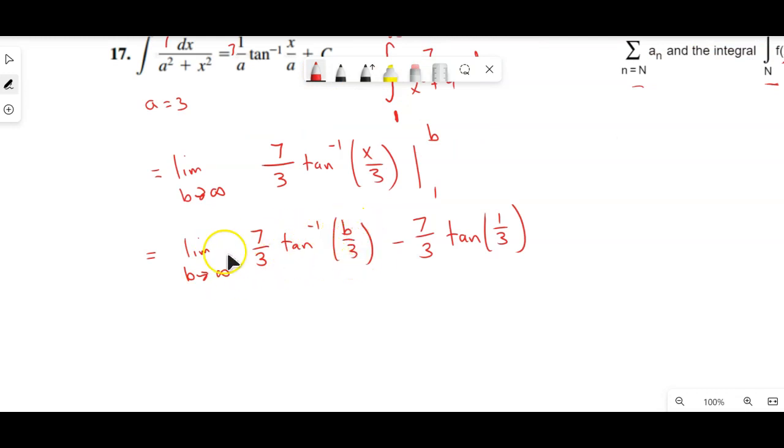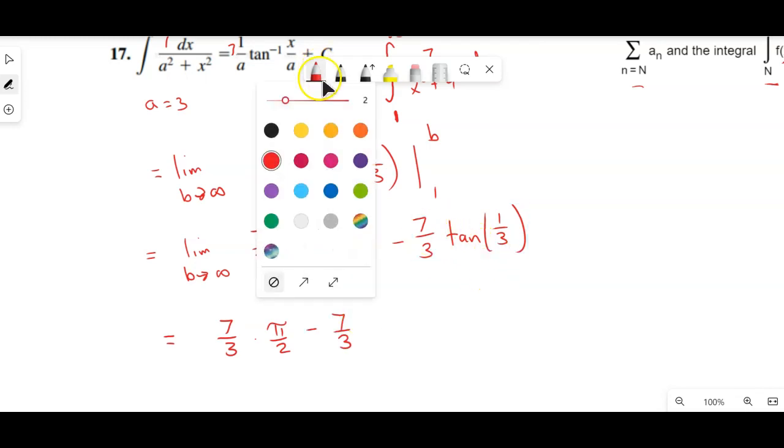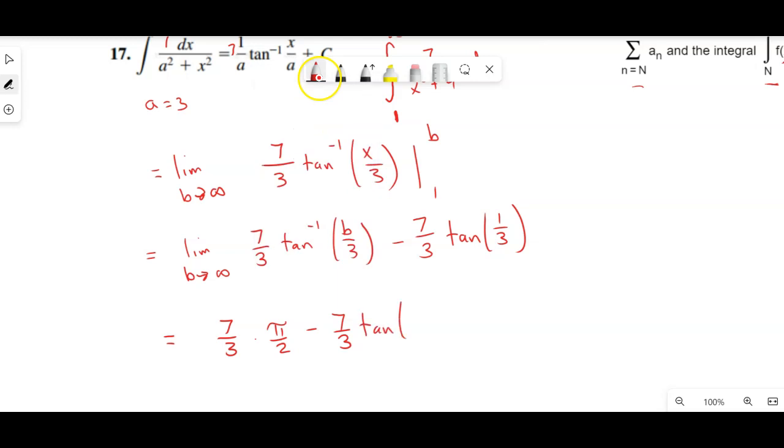With b going to infinity, dividing by 3 is not going to keep it from going to infinity. So this is still the inverse tangent of infinity, and if you recall, that's pi over 2. So this is 7/3 times pi over 2 for that part. Then the inverse tangent of 1/3 is not a special angle, so we would just leave it as inverse tangent of 1/3. You can leave it like that. You can also factor out the 7/3.